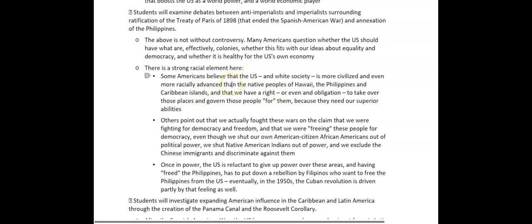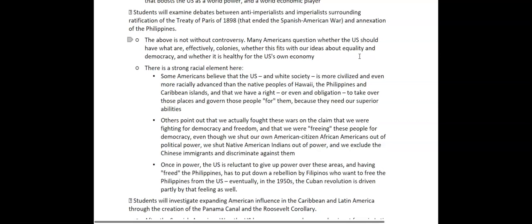Some Americans believe that the U.S. and white society is more civilized and even more racially advanced than the native peoples of Hawaii, the Philippines, and the Caribbean, and that we have a right and even an obligation to take them over and govern those people for them, because they need our superior abilities, so we say.